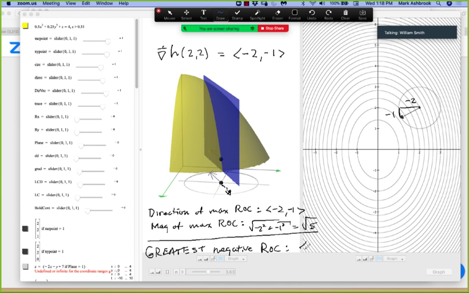2, 1. And then the rate of change will equal? Same, but z goes down now. Negative square root of 5. So when you found the direction and magnitude of max rate of change positive, you have also found the direction and magnitude of greatest negative rate of change, which is just in the opposite direction and has the opposite value.